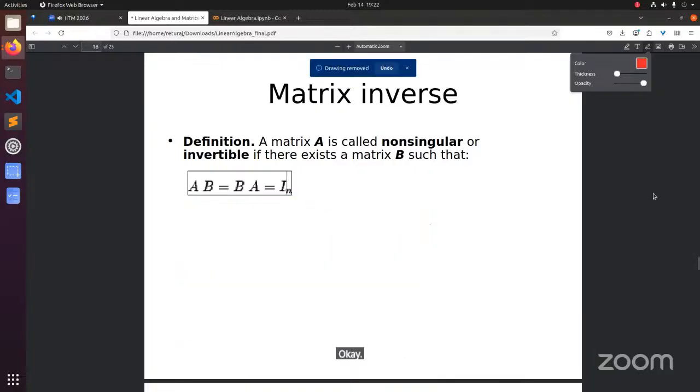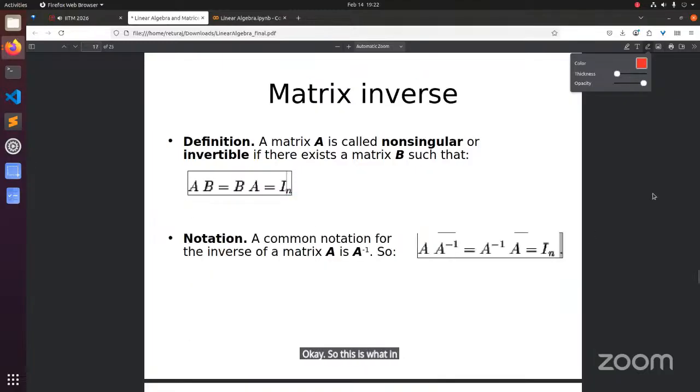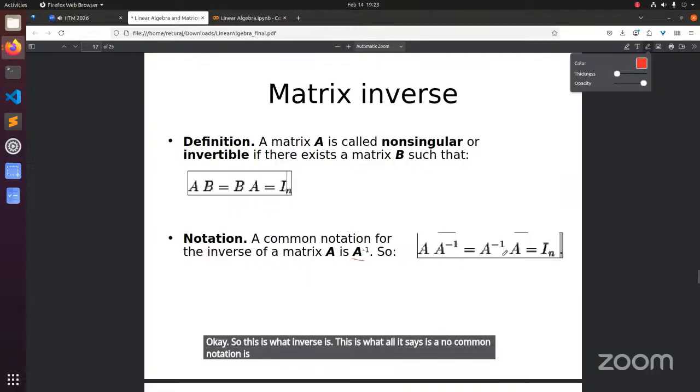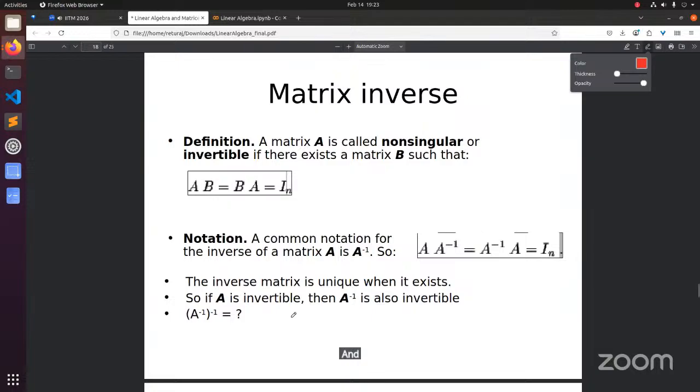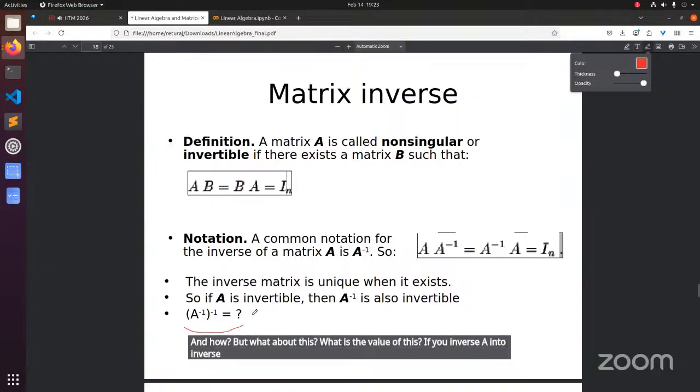So this is what inverse is, and this is what it all says. The common notation is A inverse, A into A inverse, A inverse into A. They all result into an identity matrix. And how? But what about this? What is the value of this? If you take the inverse of A inverse, what will be the value?